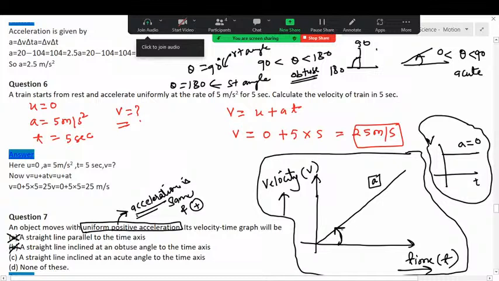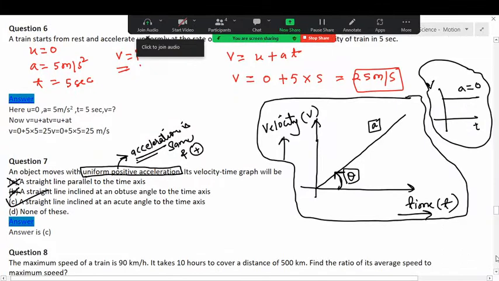It's not correct because this angle is not obtuse, it is acute. A straight line inclined at an acute angle with the time axis is actually correct. Did you get why?